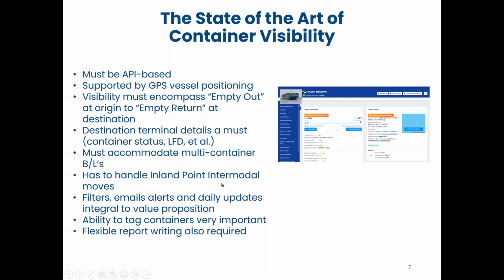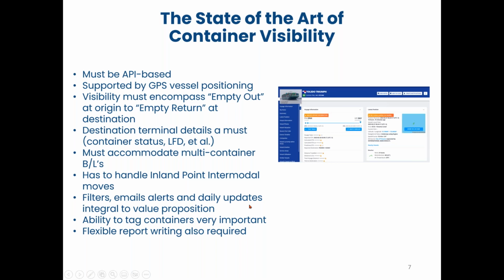Another point, a solution has to handle inland point intermodal, IPI, moves that go from ocean freight onto the rail under the same bill of lading. Well, what about that rail component? Doesn't make much sense to have visibility all the way across the Pacific Ocean to a Seattle or a Portland or an Oakland or an LA Long Beach, only to have a container transferred to the rail and lose visibility on the rail. That makes zero sense whatsoever. So a solution has to handle IPI moves.